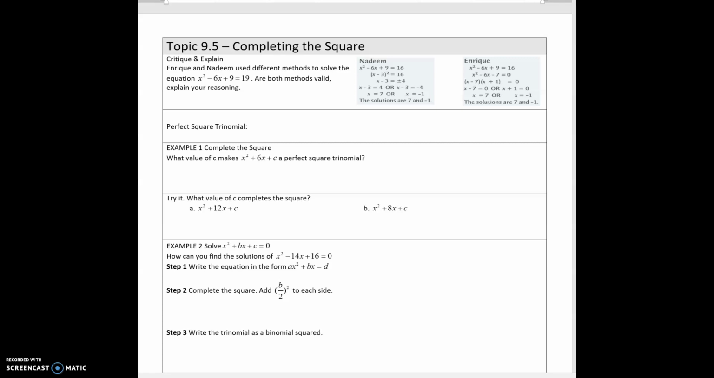Okay, so we are starting 9.5, which is completing the square. We're going to do this over 3 days. So this first day, and then you'll work, and then you'll do another day and then work. So it'll actually be 6 days because you're going to do 3 lessons and then 3 work days. So this is going to be day 1.